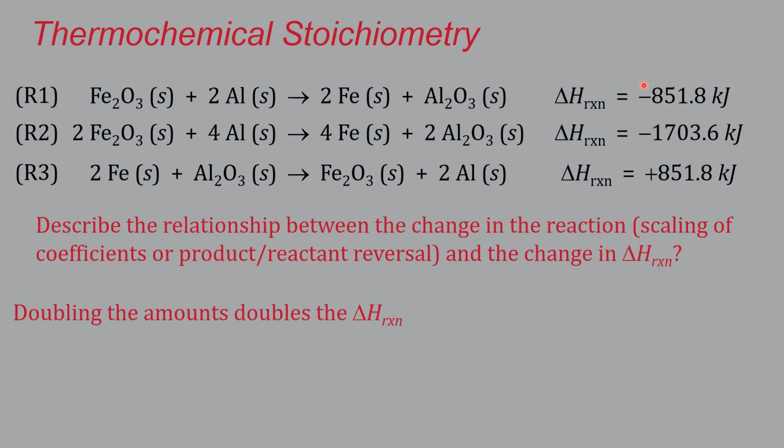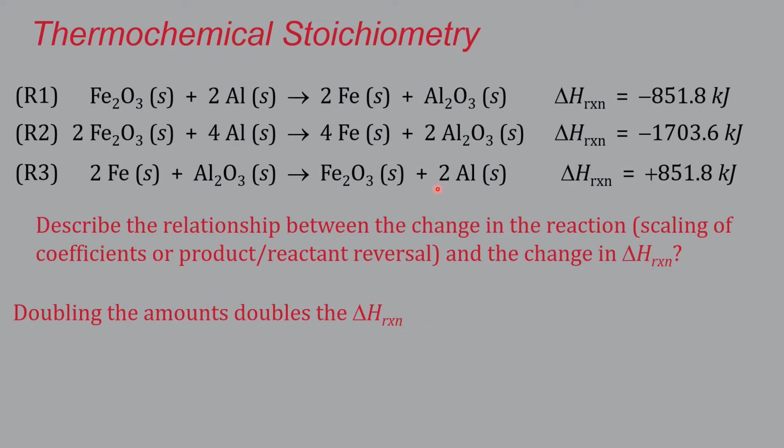This is a lot of heat. If you look at the picture on the Learn page of that big ball of fire behind the blast shield, that's this reaction right here. It gives off so much heat that initially the iron and the aluminum oxide are actually melted.